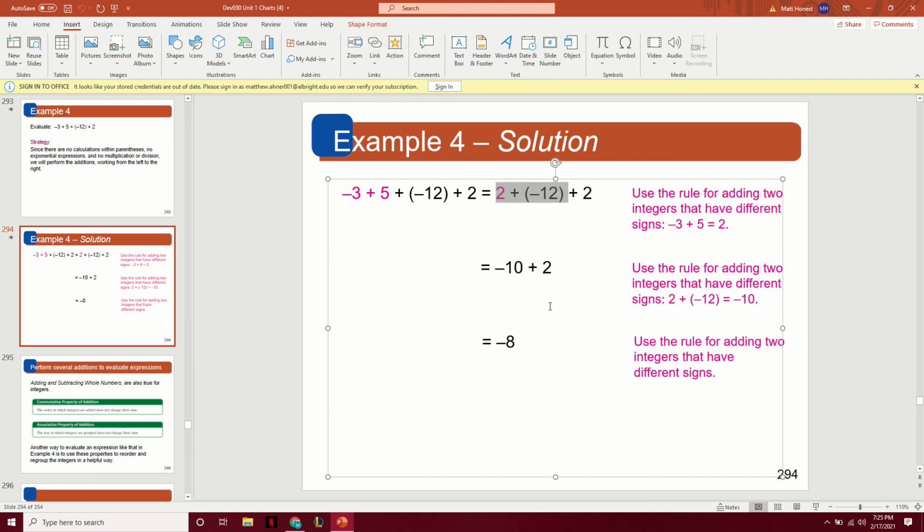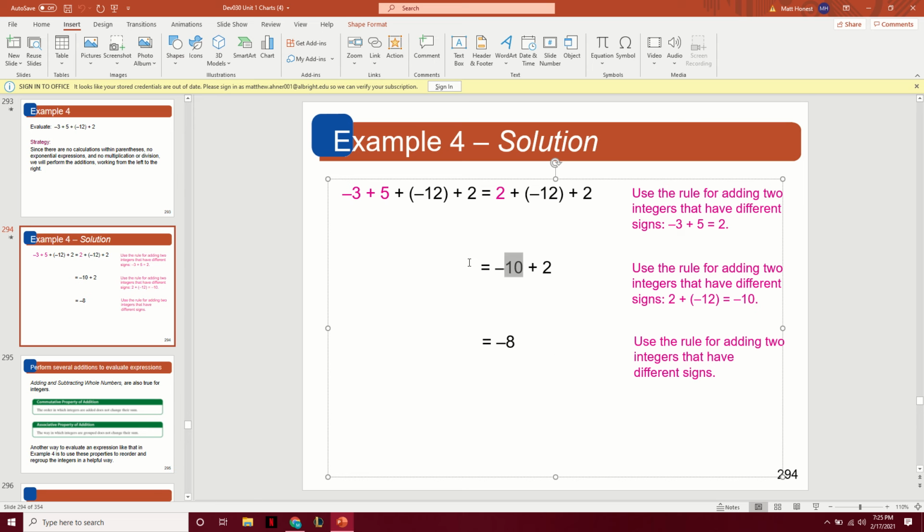Now I do my second piece. I do 2 plus negative 12. The signs do not match up, so I'm going to subtract and give my answer the larger number's sign. So I have 2 and negative 12. They have different signs, so I will do 12 minus 2, which gives me 10. Now because 12 had a negative sign to begin with, our answer here is negative 10.